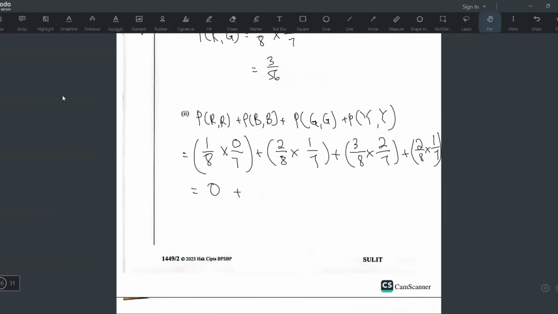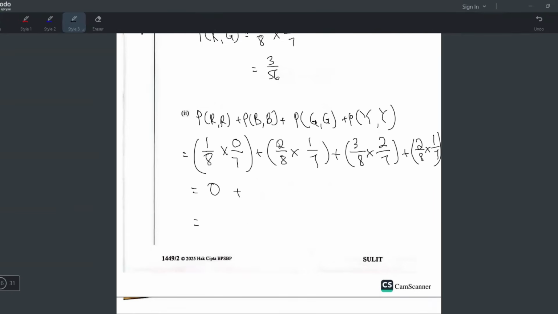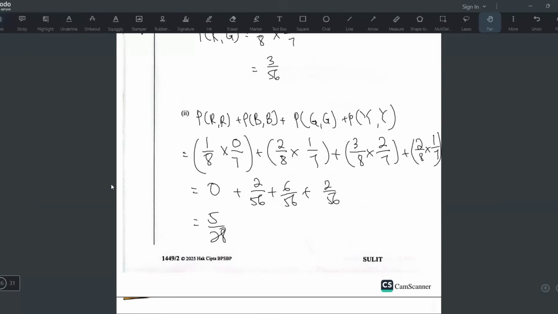Alright, now we just have to use our calculator to get all the answers here. For this one, numerator times numerator, denominator times denominator. Same thing here, and same here. Alright, 2 plus 6 plus 2 is 10. So it's 10 over 56. But you can use your calculator to help you simplify. My calculator gives me 5 over 28. So that is the answer. Okay, done.